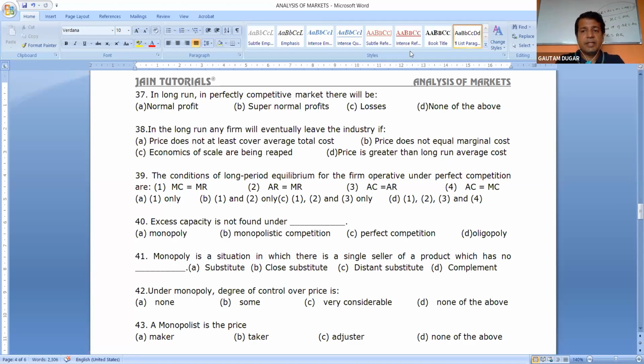For 38, the answer is A. Vinayak was asking about 38, and 38 is A. 39 was D. 40.